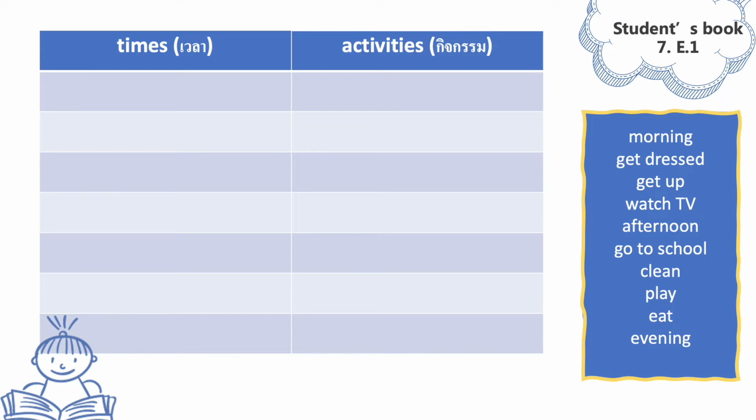What do you mean by time? Time is measured in hours, minutes, seconds, days, months, or years. While activities is something that you do. So I want you to put the correct word in each category. Okay, let's start.